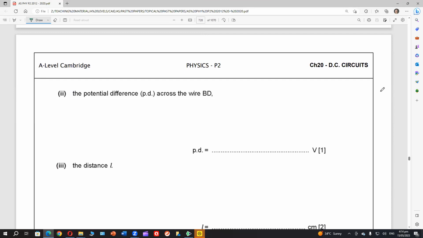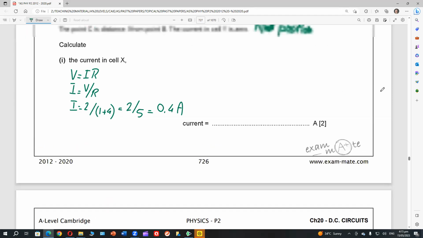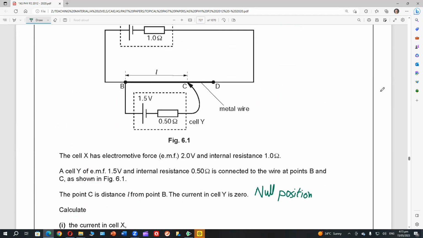So current is 0.4 and the resistance of the wire is 4. This is the voltage, the total voltage across the wire BD. PD across BC. Now, how much the PD would be across BC? 2 minus 1.6.